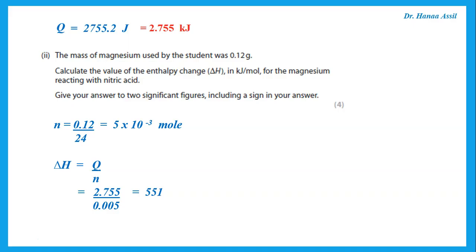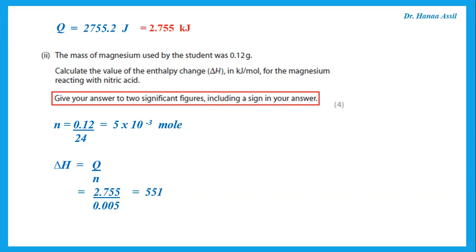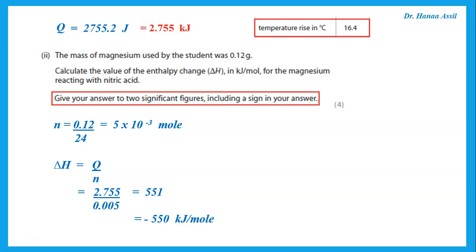Have we finished? Check. The question says, first of all, give your answer to 2 significant figures. 551 is not 2 significant figures. And I have to include a sign. Now, what is the sign? We go back. Did the temperature go up or did the temperature go down? There was a temperature rise. That means this is an exothermic reaction, and that means the ΔH is a negative value. And to 2 significant figures, that means it will be −550 kJ per mole.